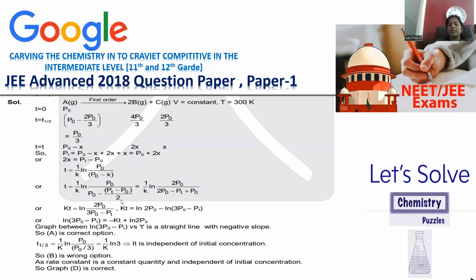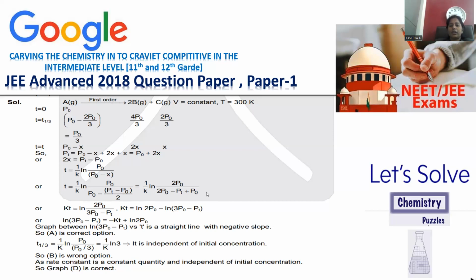denominator 2 value is there, so that it will go up and it will become numerator. So let me put 1 by K ln 2 P naught by (2 P naught minus Pt plus P naught). Negative, minus into minus, it will become positive, right? So let me repeat again. At time T is equal to 1 by K ln 2 P naught by (2 P naught minus Pt plus P naught). So this is the value I got.